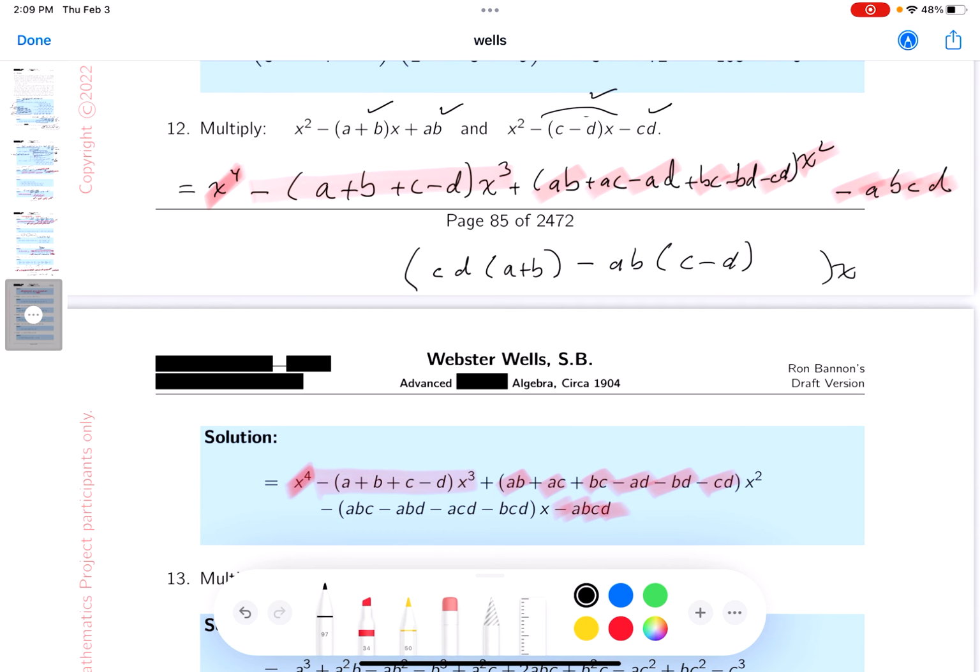I got to do some work now. And let's say, I got to be careful too. A, C, D plus B, C, D minus A, B, C plus A, B, D. And that's the coefficient on the x.